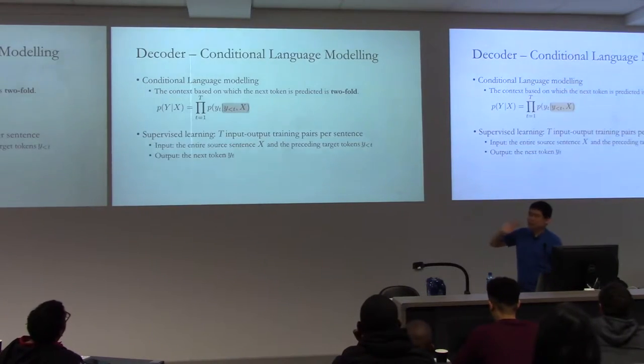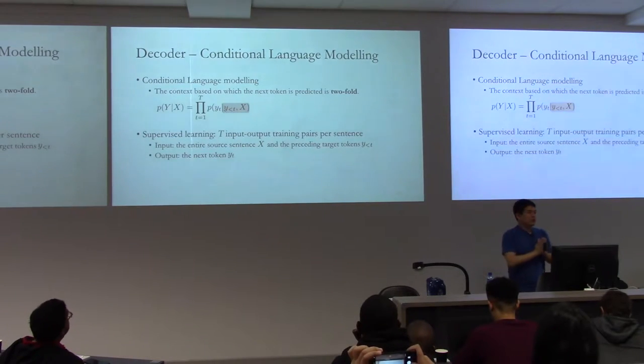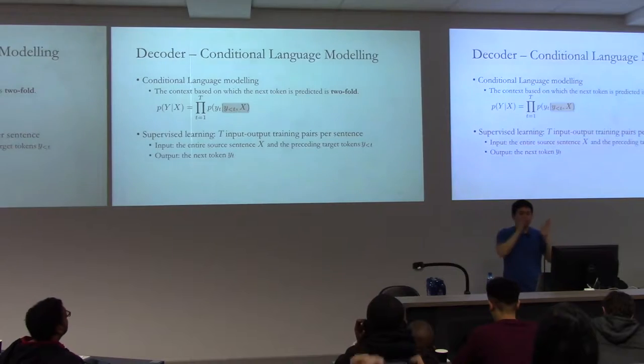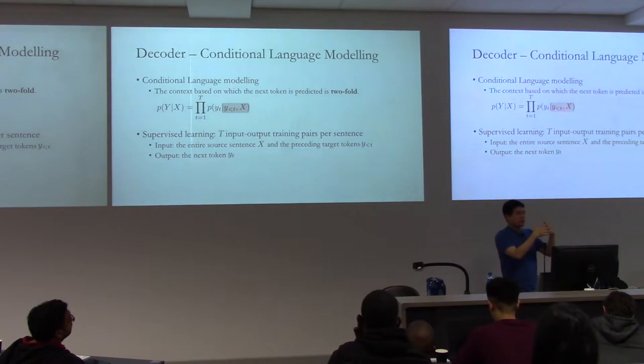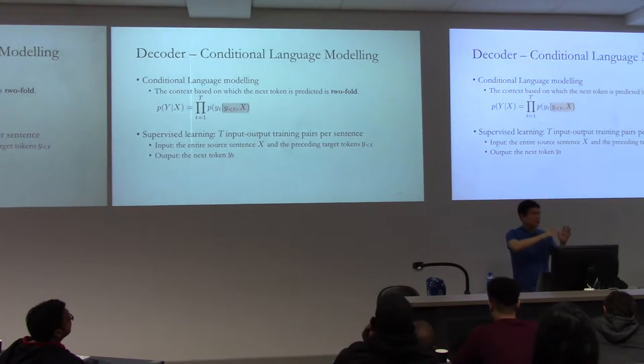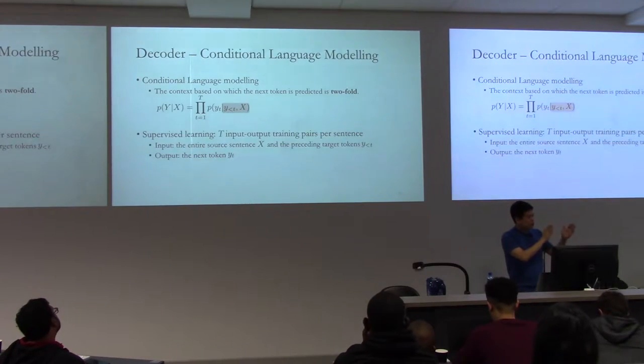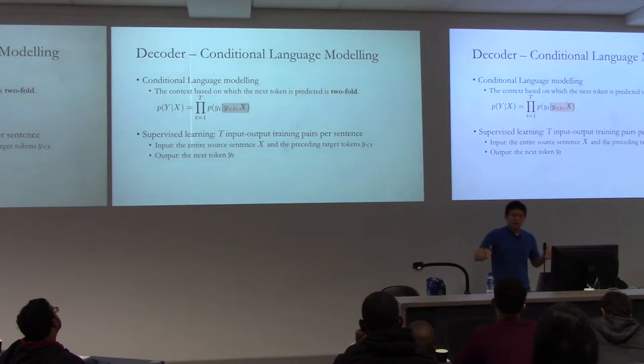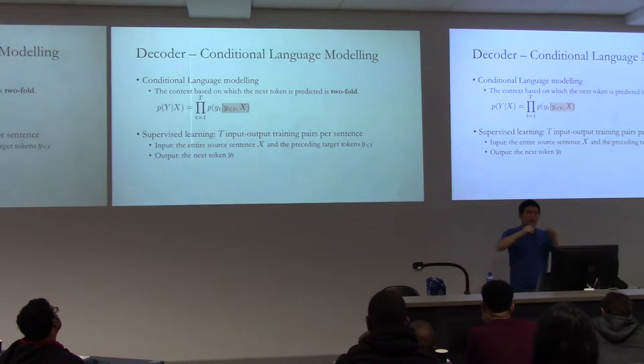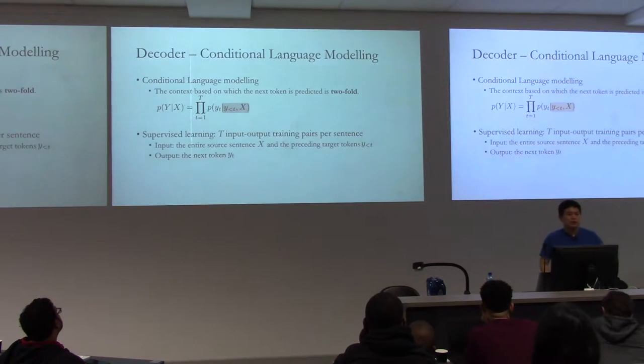This is, again, very straightforward supervised learning. The autoregressive language model was just a series of text classifications where the input was a sequence of previous tokens and the target was the next token. In this case, the input is the previous tokens plus the source sentence, the sequence of tokens on the source side, and you try to predict what the next token should be in the translation.